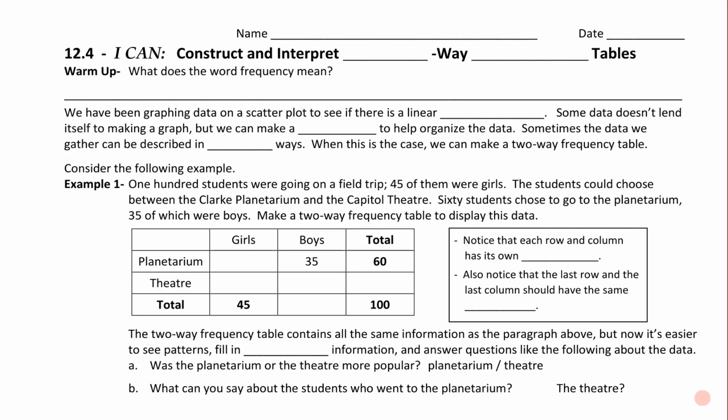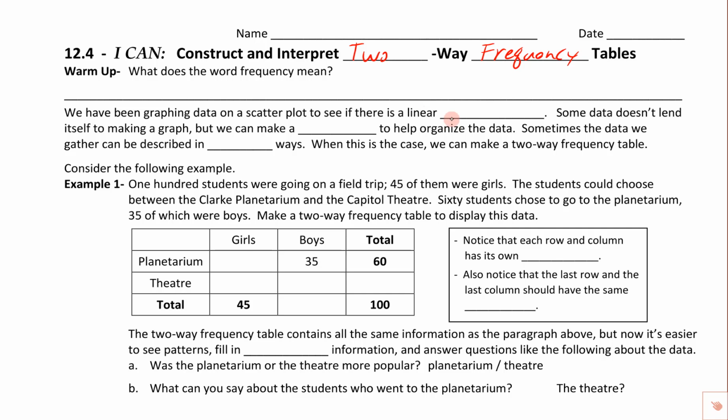Let's take a look at the last concept in Unit 12. This is section 12.4. I can construct and interpret two-way frequency tables. So let's go ahead and fill those words in with two-way and frequency tables right there.